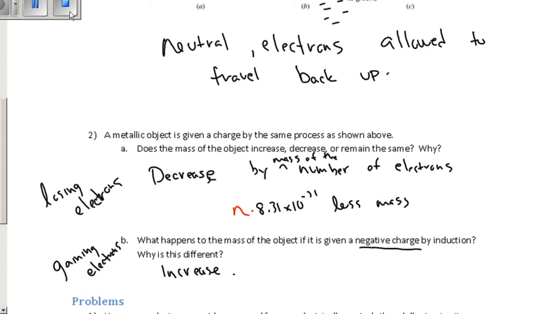This is Honors Physics, chapter number 18 from the Cutnell and Johnson book, and these are conceptual problems 1 and 2.